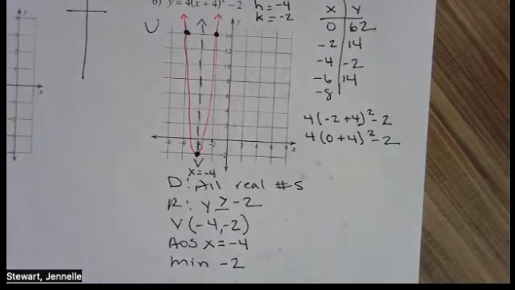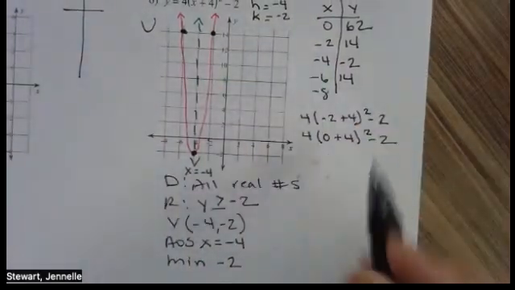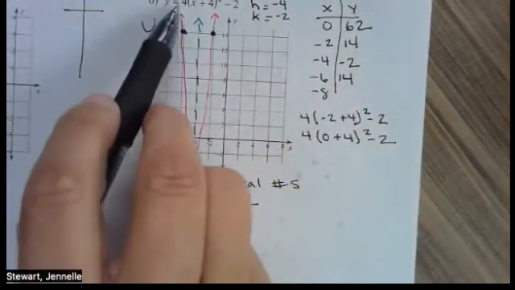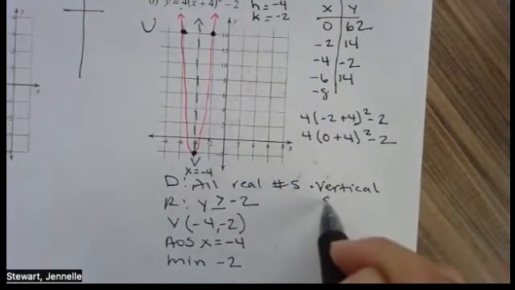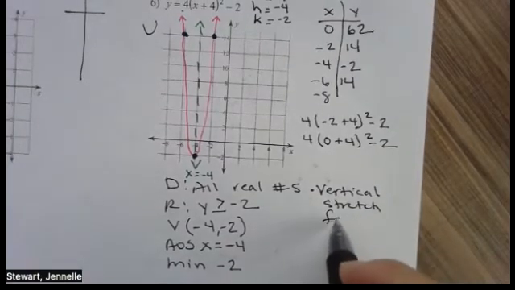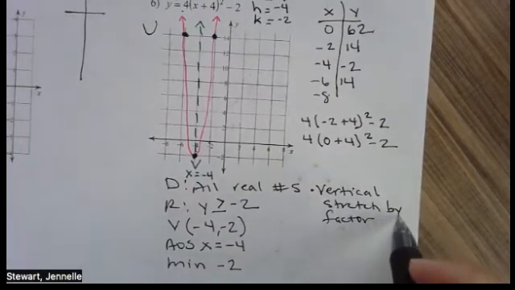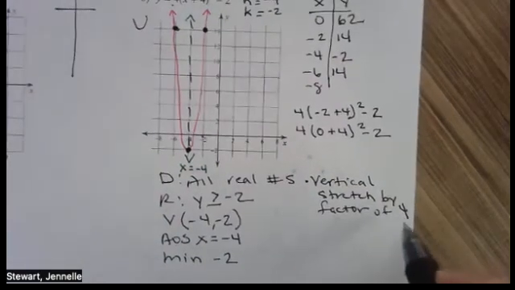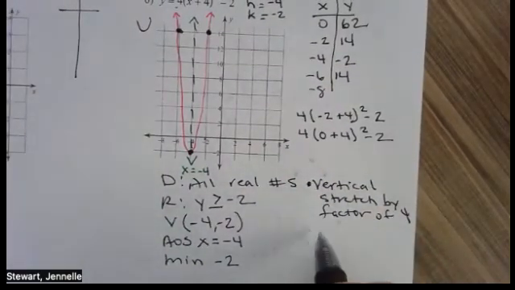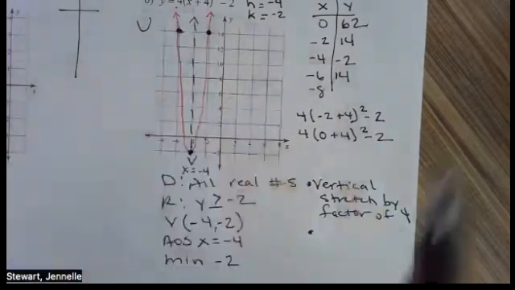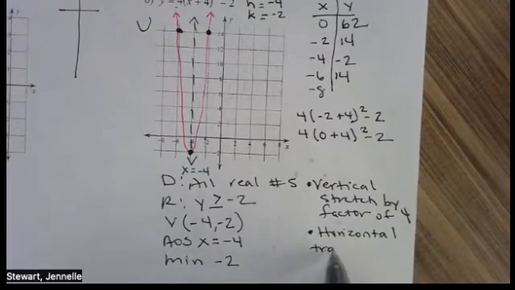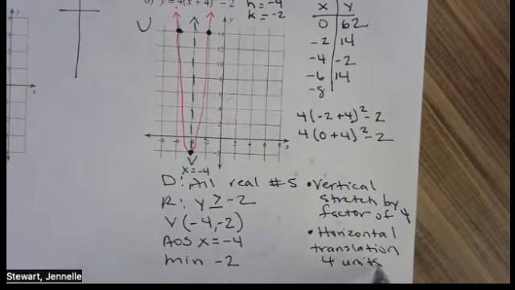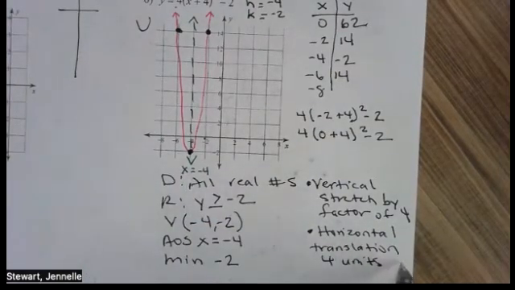And let's do our transformations. So this 4 here is saying that it's a vertical stretch by a factor of 4. You have to make sure you put that factor in, otherwise it's incorrect. This 4 right here means it's a horizontal translation 4 units to the left.